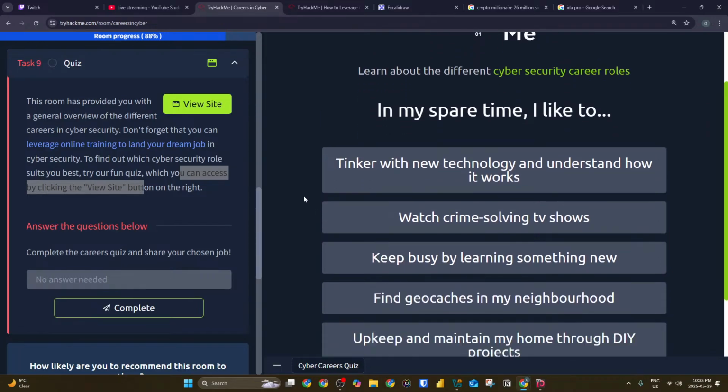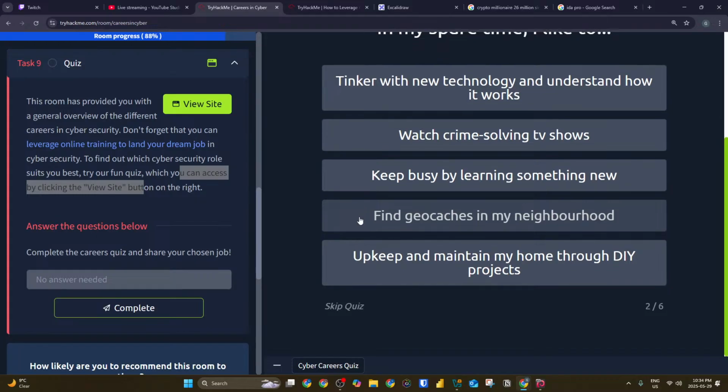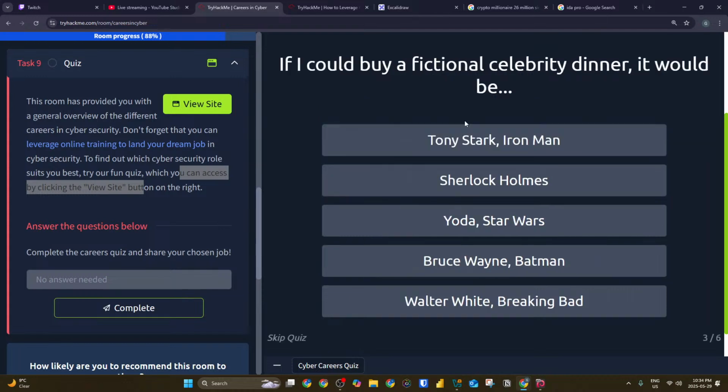Now, in my spare time, I like to tinker with new technologies and understand how they work, watch crime solving TV shows, which I believe a bunch of you do on Netflix, right? Keep steady by learning something new, find geocaches in my neighborhood, upkeep and maintain my home through DIY projects. I hardly maintain my room. I hardly go out. Watching crime solving TV shows is pretty fun, and tinkering with new technologies and understanding how they work. I will go with the first one.